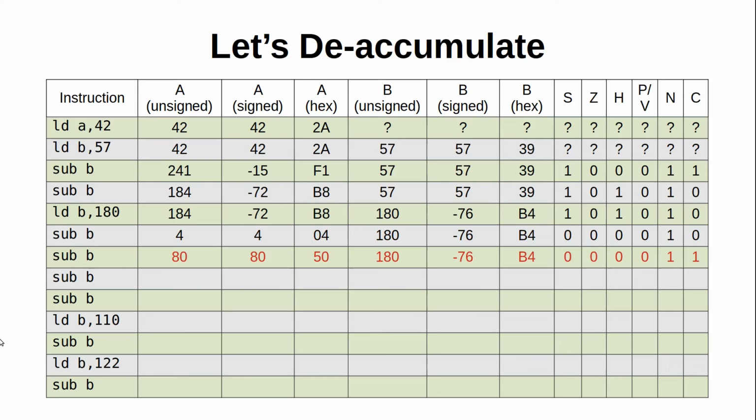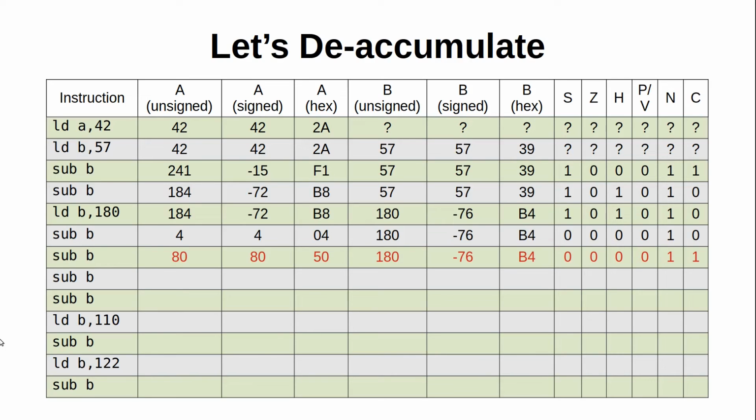And we get a carry because we were trying to subtract 180 from 4 for the unsigned operation. A signed subtraction of 4 minus negative 76 gets us 80, which is the same as the lower 8 bits of the unsigned difference of negative 176. But as the value in A itself is positive, the s bit is clear, and there still hasn't been any overflow, as the signed subtraction was again perfectly valid.